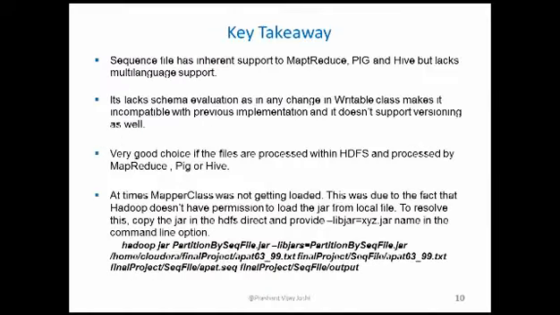Let's see some of the key takeaways from our project. First is the sequence file has got inherent support from MapReduce and the MapReduce ecosystem. It lacks schema evolution, which means that changing the schema of that class is a very cumbersome process, and it doesn't support versioning. It's a very good choice if the files are processed within HDFS and processed by MapReduce or its Pig or Hive ecosystem.